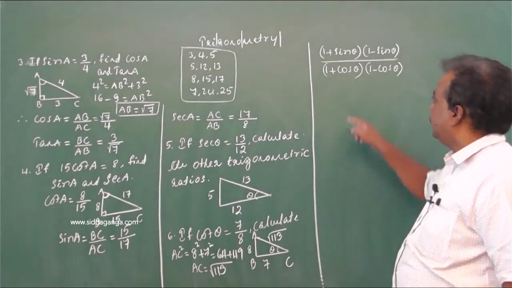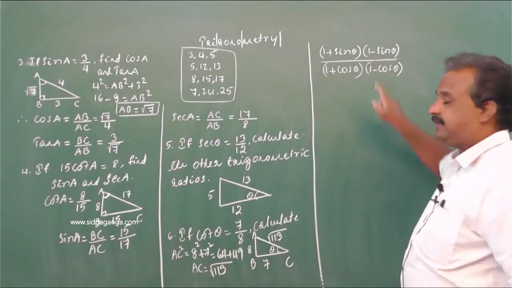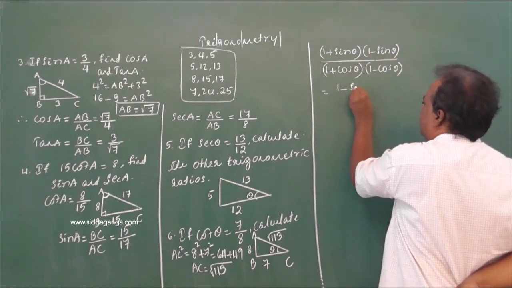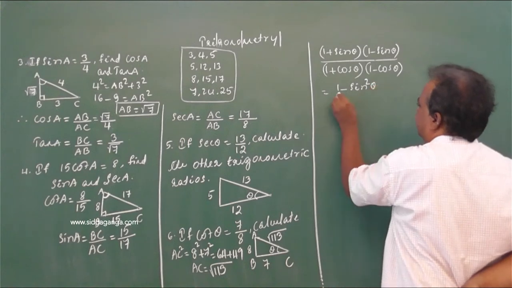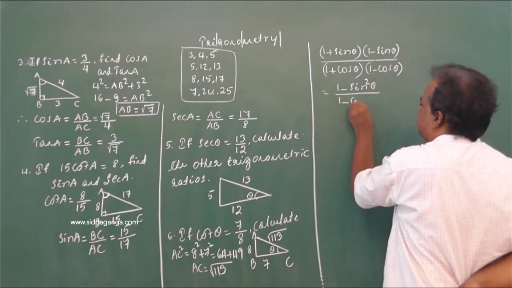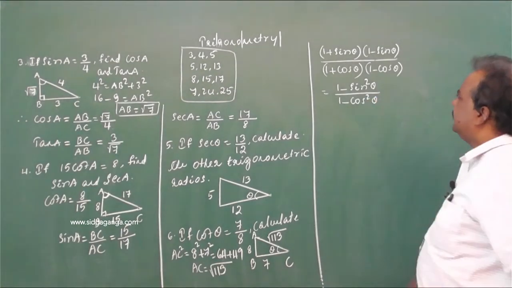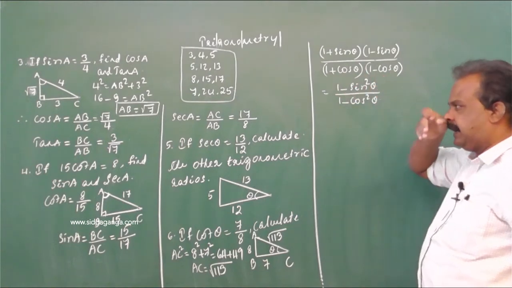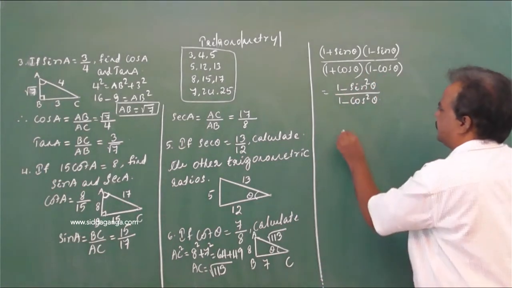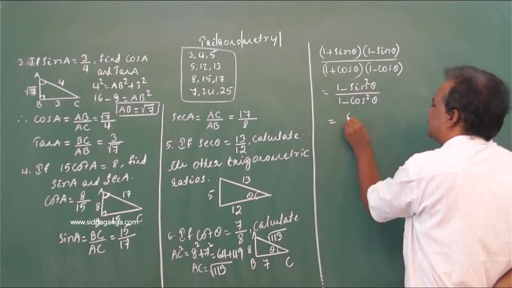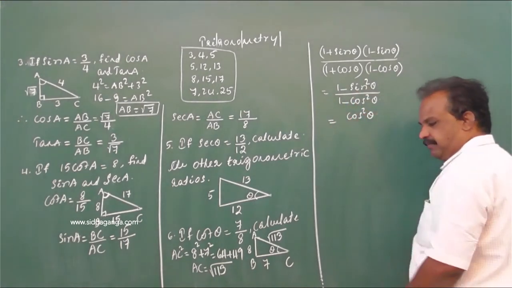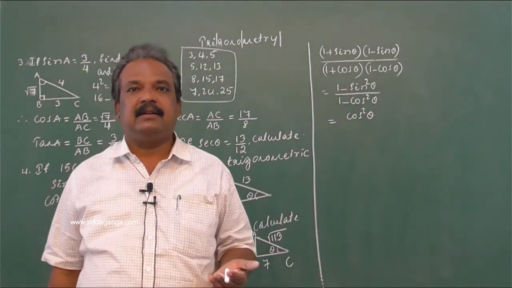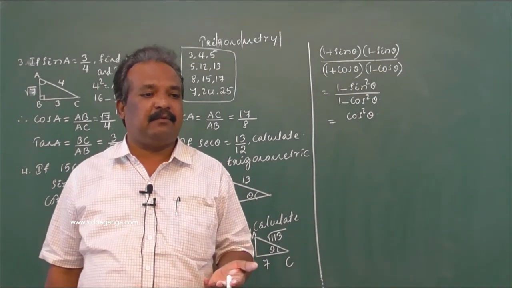Now, let us simplify this identity. 1 plus sin theta into 1 minus sin theta is 1 minus sin square theta, divided by 1 minus cos square theta. That is a plus b into a minus b. Similarly, a plus b into a minus b. Using the Pythagorean relation, you can write 1 minus sin square theta as cos square theta, because sin square theta plus cos square theta value is 1.